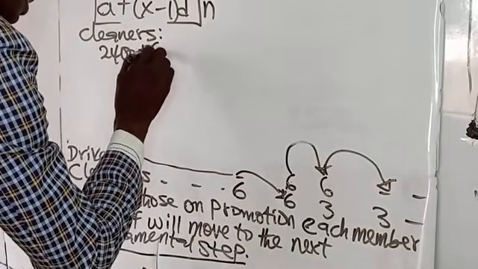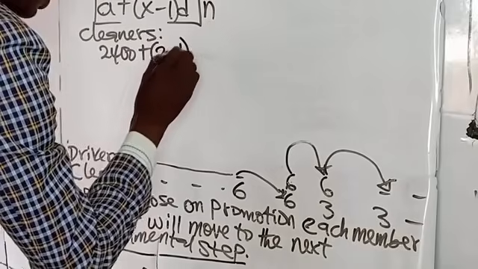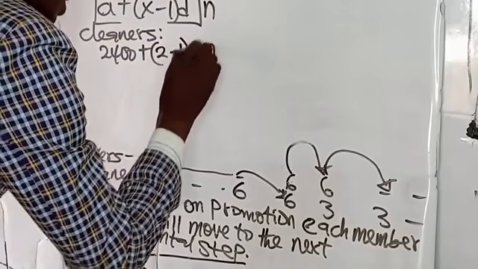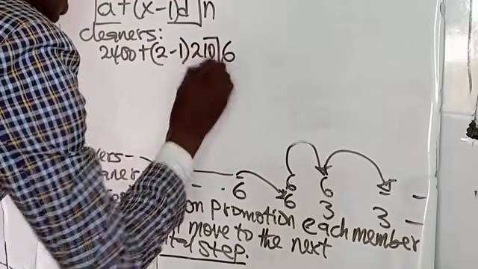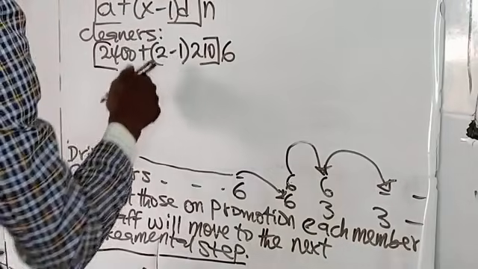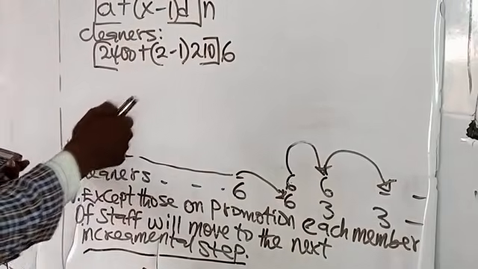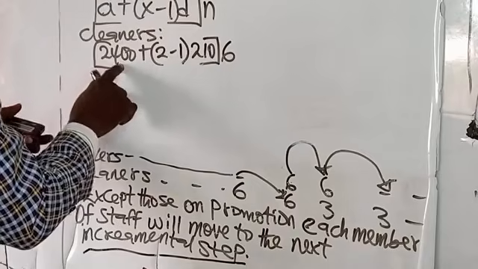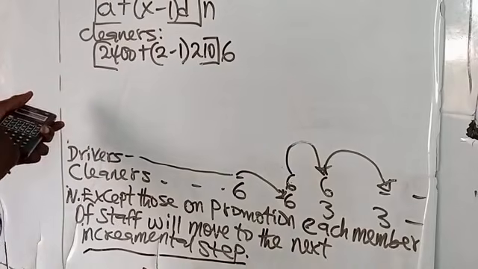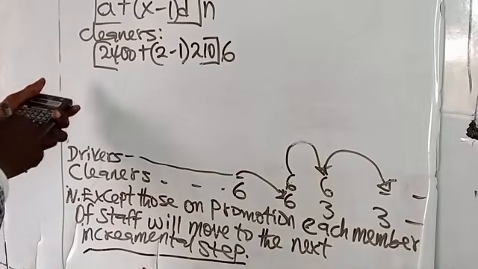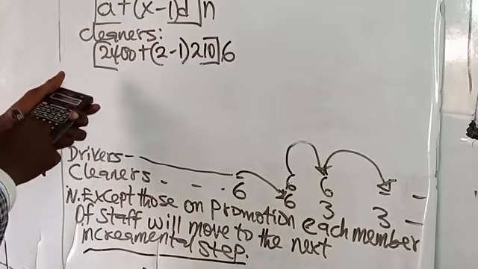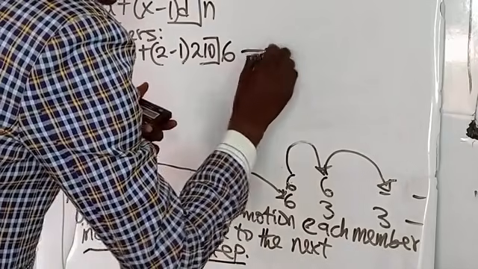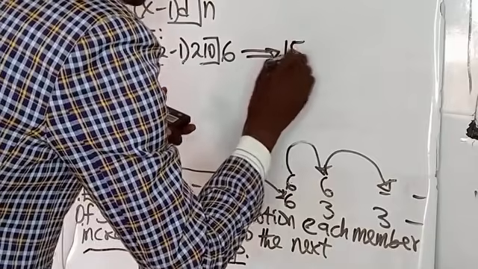So step 2, 2 minus 1 into increment of 210. 6 cleaners. 2 minus 1, 1. 1 times 210, that is 210. 210 plus 2,400, that is 2,610. 2,610 times 6 employees. So we have 15,660.